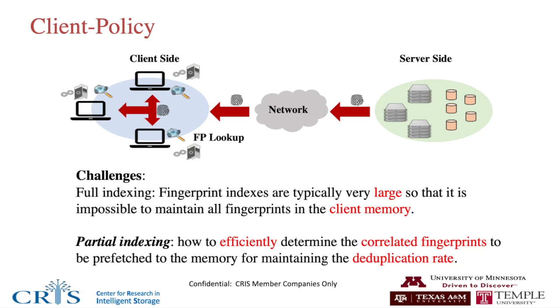Also, the dedupe process has good scalability because the computing resources required are provided only by the clients themselves. For this system, it is hardly possible to adopt full indexing that prefetches all the fingerprints to memory for dedupe. Due to limited memory, partial indexing is used to maintain a small portion of the fingerprints for dedupe. The research problem is how to efficiently determine the correlated fingerprints to be prefetched to memory for maintaining the deduplication rate.